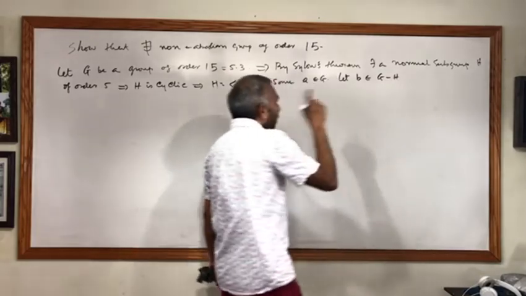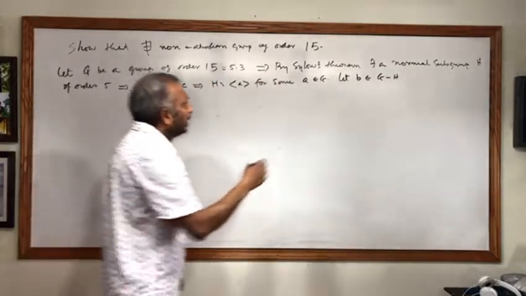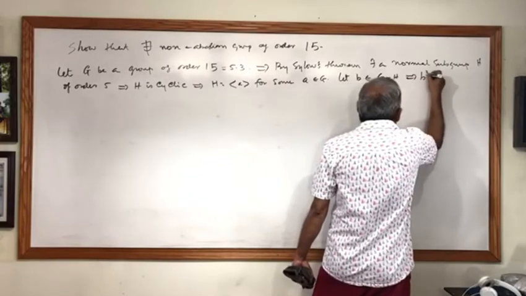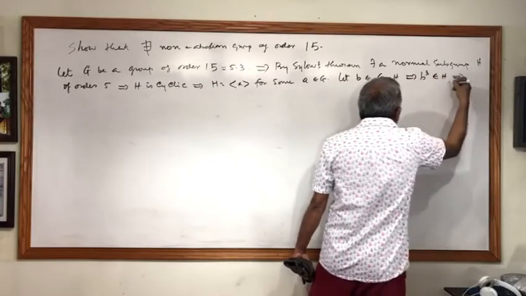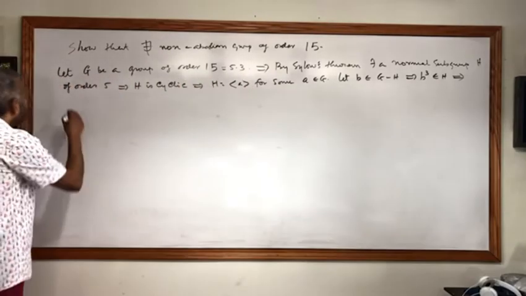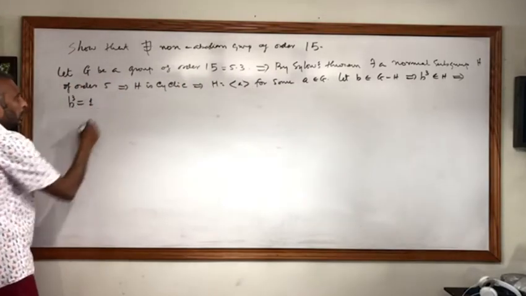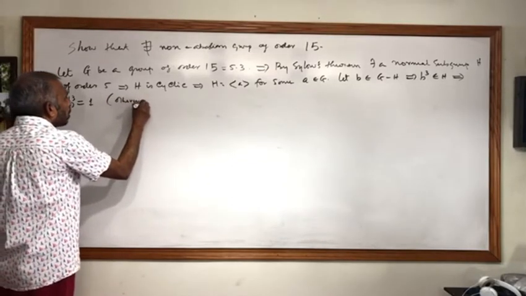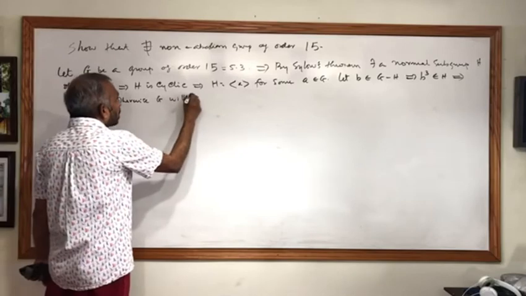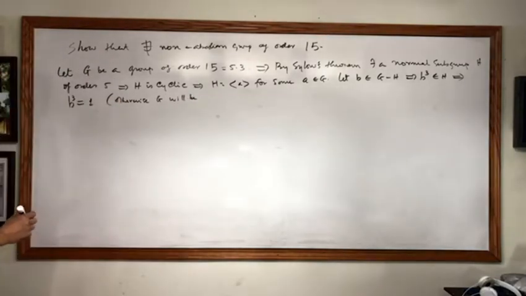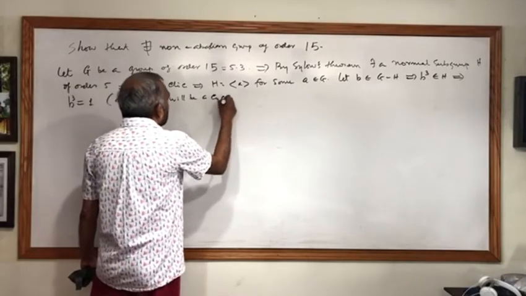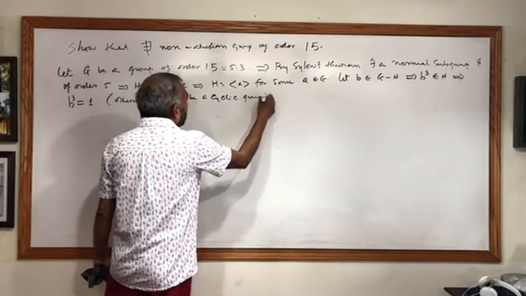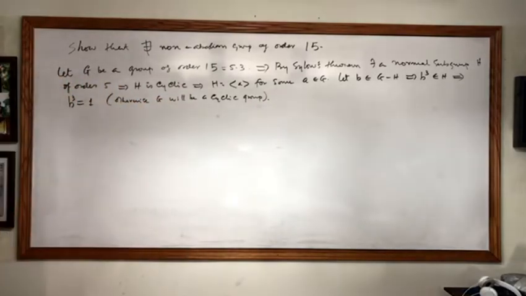We are going to follow the same logic as before, and this implies B cube belongs to H, and that implies B cube has to be 1. Otherwise, G will be a cyclic group, and that is not what we want. We are trying to find out if there is a non-abelian group.